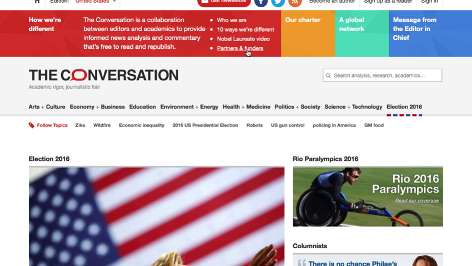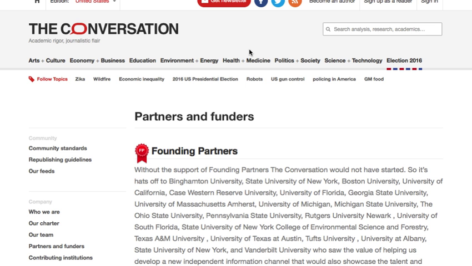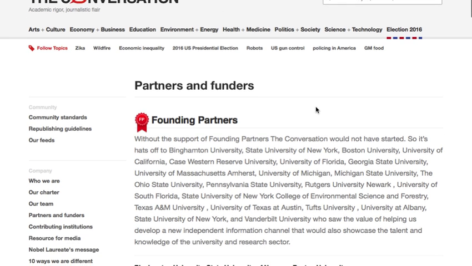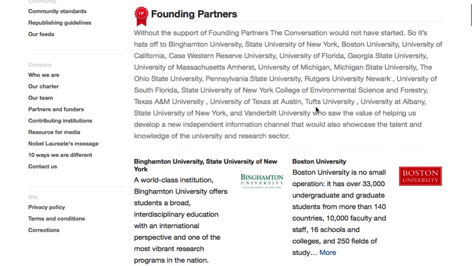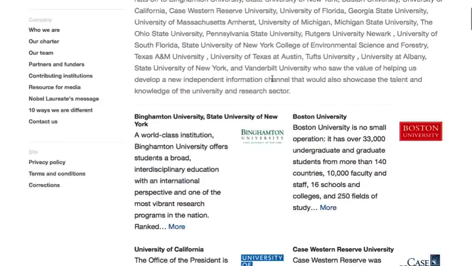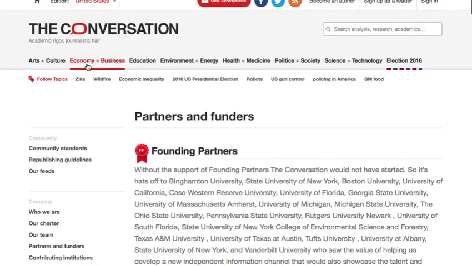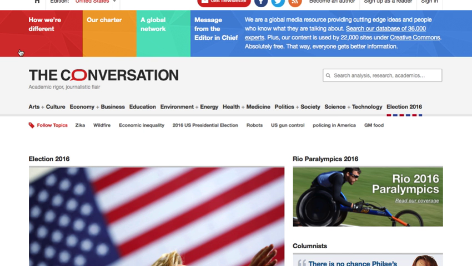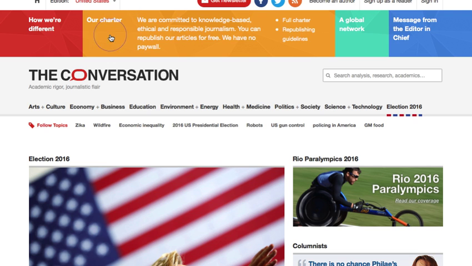Who are their partners and funders, so you can find out, for The Conversation itself, where they're getting their money from, who's supporting them, who they're partnered with. And so we can take a look there. We're seeing a bunch of universities listed, some other things. If you wanted to get a good sense of that, you could work through all that. Take a look at their charter. What is their charter? It's kind of what they're supposed to do.